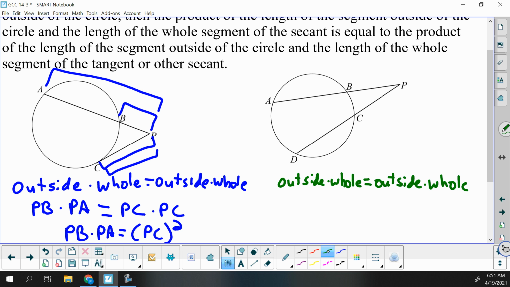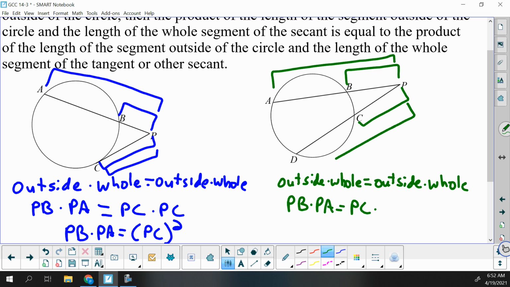Over in the right-hand side, if we think of our outside times whole equals outside times whole, we'll start out on the top. Our outside would be PB times our whole thing, which is PA. And that's equal to our outside part PC times our whole part, which is PD. So outside times whole equals outside times whole. And then once you have that, you would just solve for wherever the x is in the picture.